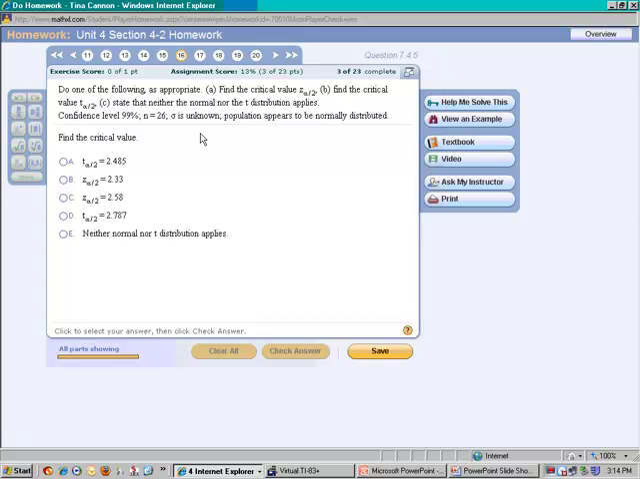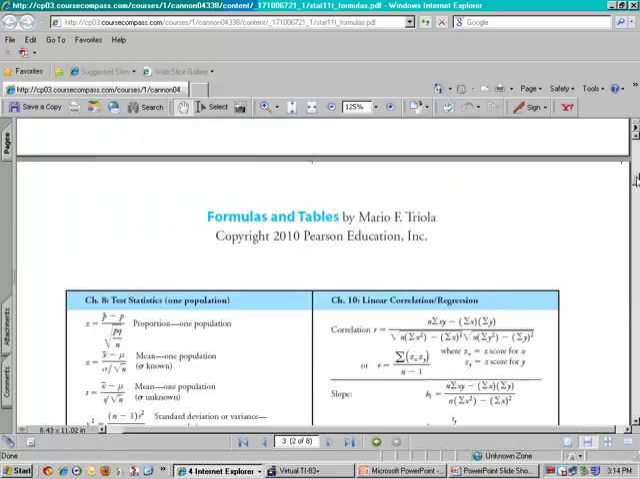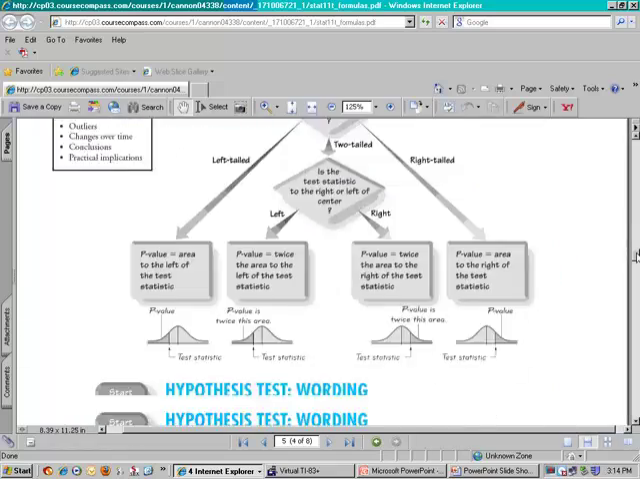Now, to find t, we need our table. Let me see if I can find the table. And we need to go to our t table. If I can find it.